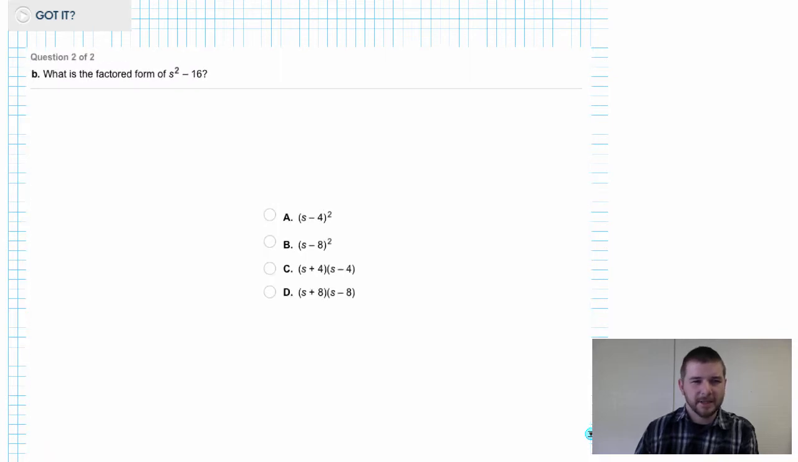And your second chance in this section of Got It questions, question 2 of 2, what is the factored form of s squared minus 16? Work fast, don't be careful, and choose randomly from choices A, B, C, or D.